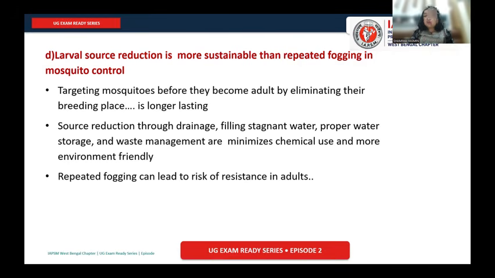Source reduction like drainage, filling stagnant water, proper water storage, and water waste management minimizes chemical use, hence more environmentally friendly. So they will give less pollution. So obviously we will choose them over any chemical methods. Another thing is that with repeated fogging, the adult mosquitoes are exposed to these insecticides over and over again. So there is always a risk of resistance. So any day larval source reduction is more sustainable than repeated fogging in mosquito control.